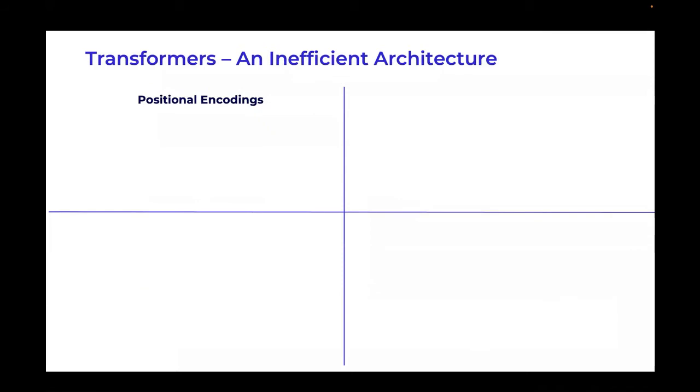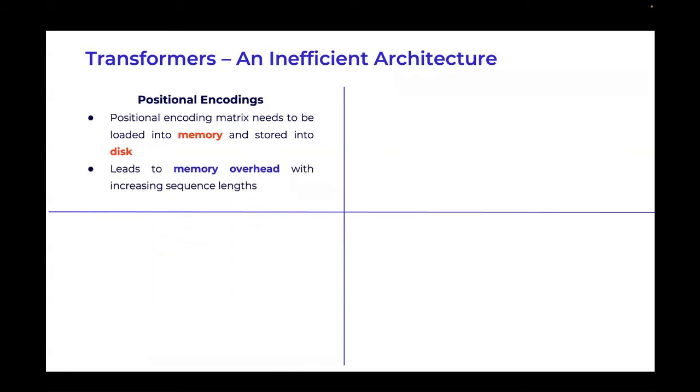So coming to the inefficiency of a transformer, the first one is the positional encodings. The positional encoding matrix needs to be loaded into the memory and stored into the disk. So it leads to memory overhead with increasing sequence lengths. Suppose you have around 512 tokens in a particular sentence, so you are supposed to create a positional encoding matrix for all those 512 tokens with a specified hidden dimension. Suppose the hidden dimension is around 1024. So it will be a 1024 by 512 matrix.